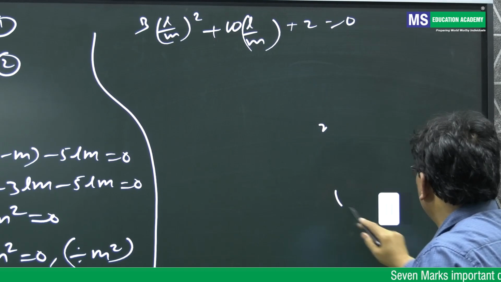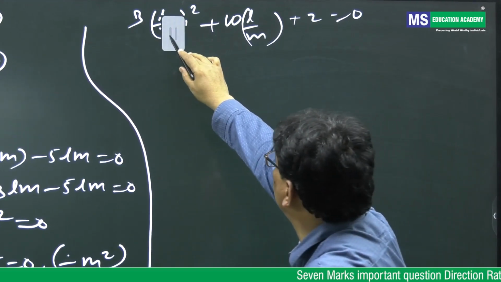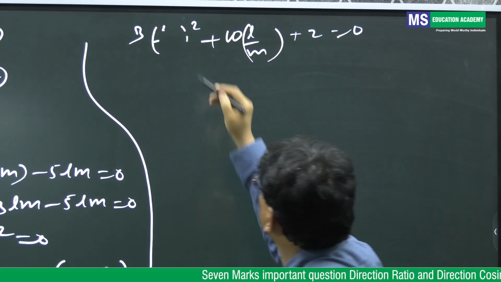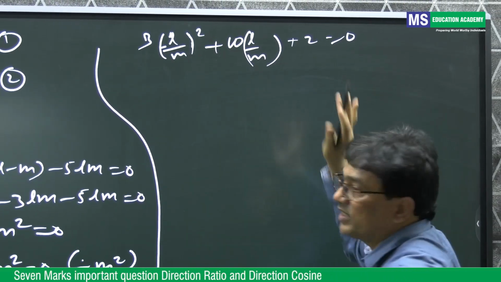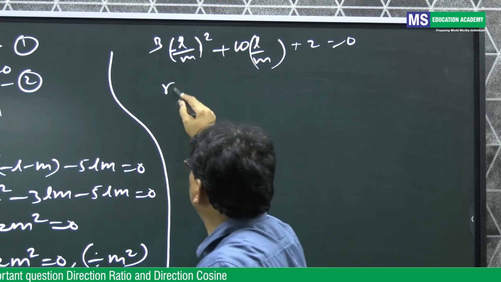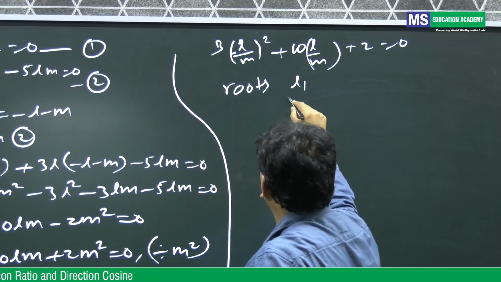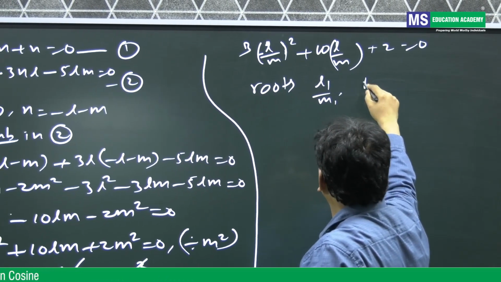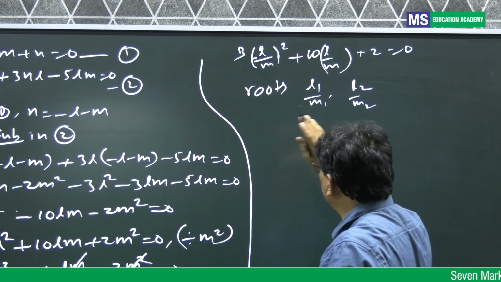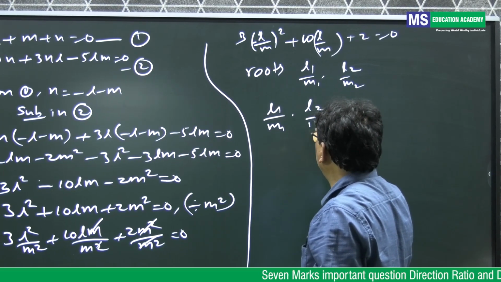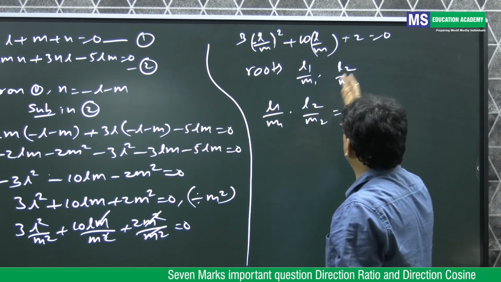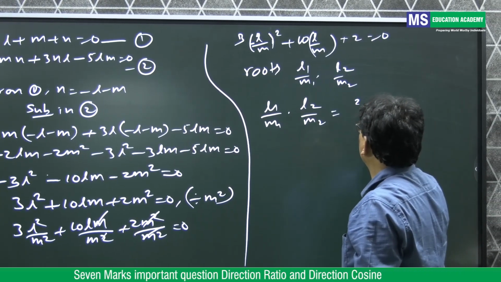First, L square by M square is (L by M) whole square, and L by M. Quadratic in terms of L by M. That's why the roots we are taking as L1 by M1, L2 by M2. I will take only the product: L1 by M1 into L2 by M2. Product of the roots is c by a, 2 by 3.